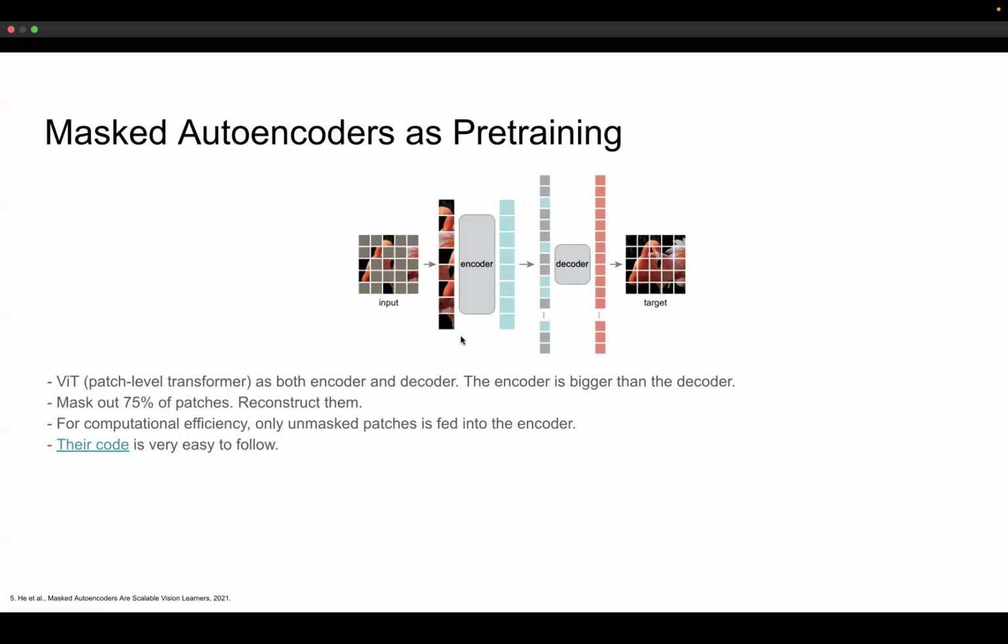And this is their overall architecture. Given the input, they first cut it into patches, and then they mask out 75% of the patches. The target will be to reconstruct the masked patches. It will first feed into an encoder model, and then based on the output embeddings of the encoder model, it will feed into a slightly smaller decoder model. The objective of the decoder model is to reconstruct the masked patches. And if you have time, I would advise you to actually read their code because their code is very easy to follow.